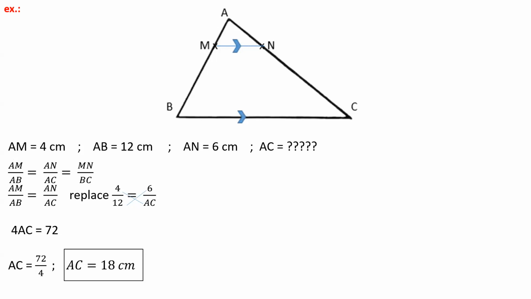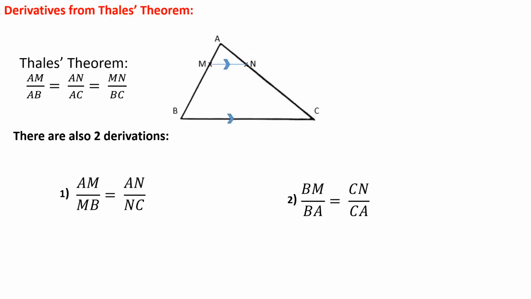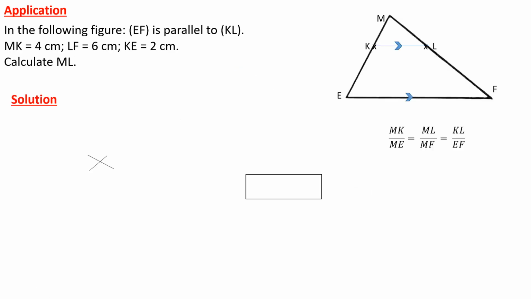In this way, we apply Thales theorem. We have derivatives from Thales theorem, so we can use other ratios. We can use AM over MB is equal to AN over NC, but I cannot write equal MN over BC, never. We can also use BM over BA is equal to CN over CA. These are derivatives you can use.